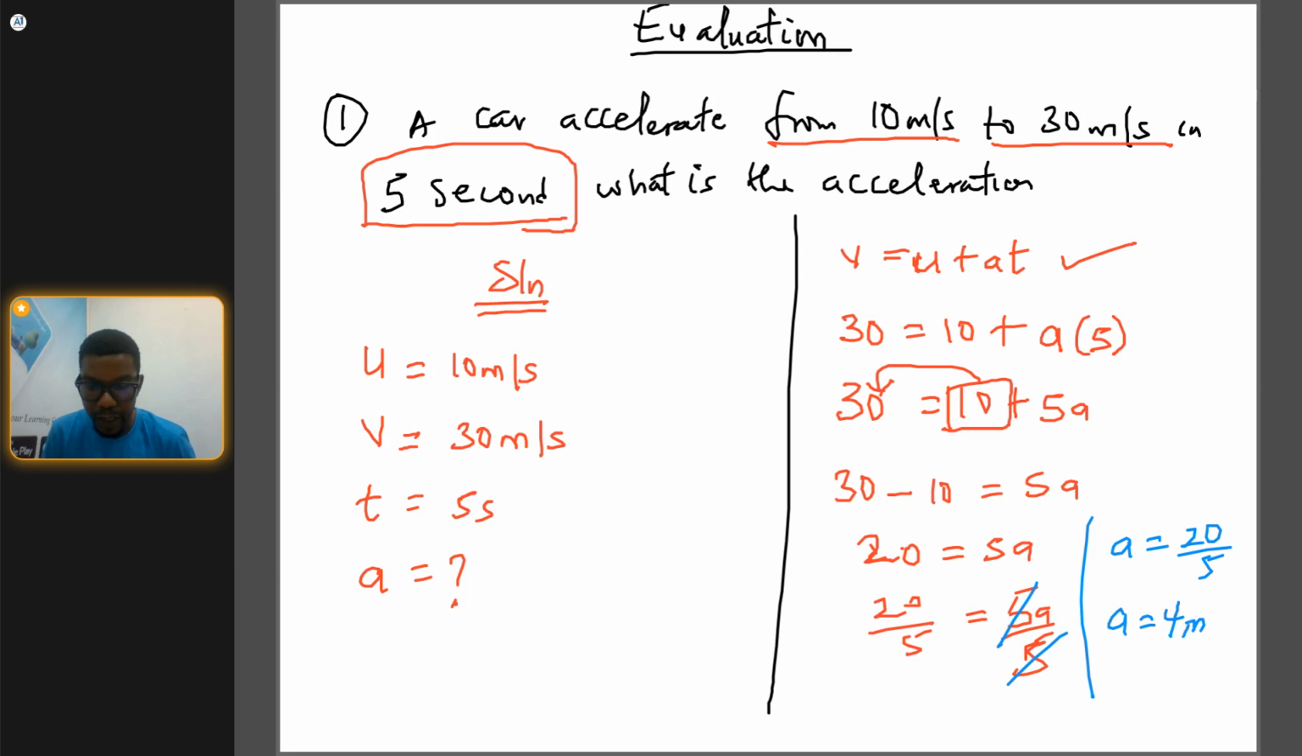Take note, in physics, your unit is very important. You cannot solve a physics question without making use of your units. So ensure at the end of your solution, you have your units in your final answer. So the answer for this question is 4 meter per second squared. Acceleration is equal to 4 meter per second squared. All right, is this question clear to us?